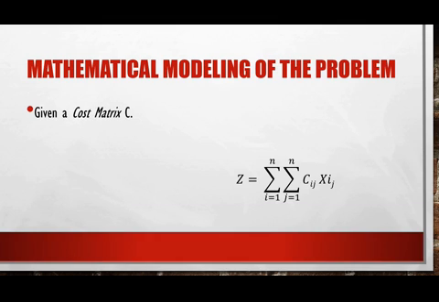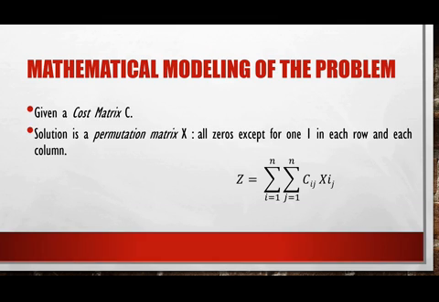So given a cost matrix C, the solution for it will be a permutation matrix X, all zeros except for one 1 in each row and each column. See, like in the assignment problem, every row can have one assignment, every column can have a single assignment, right? The same thing holds good here also, because you are supposed to visit every city only once. Therefore, every row has a single assignment, every column has a single assignment. That is what we have written here.